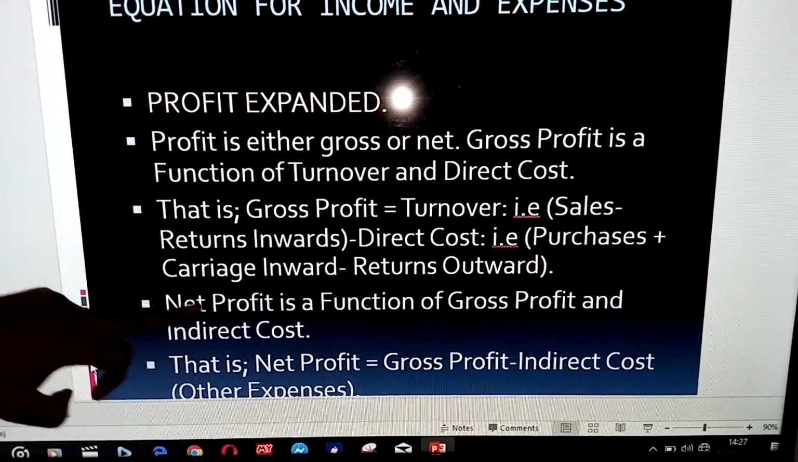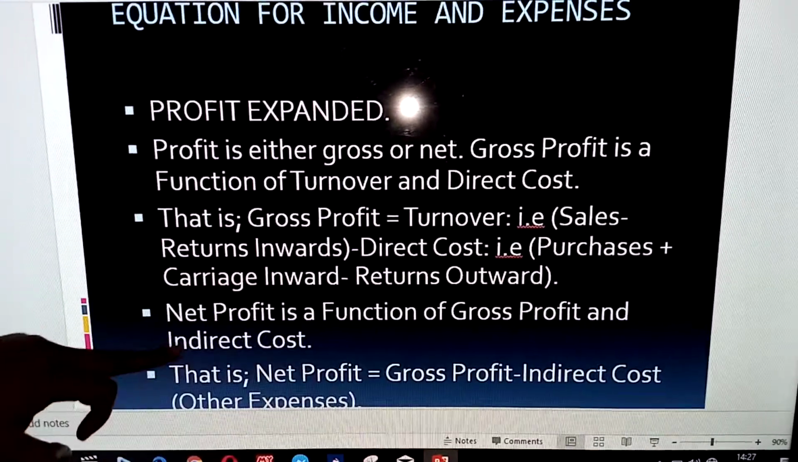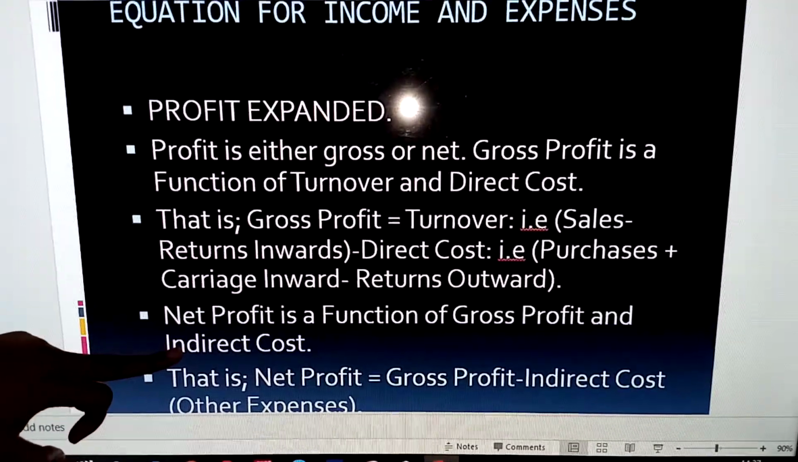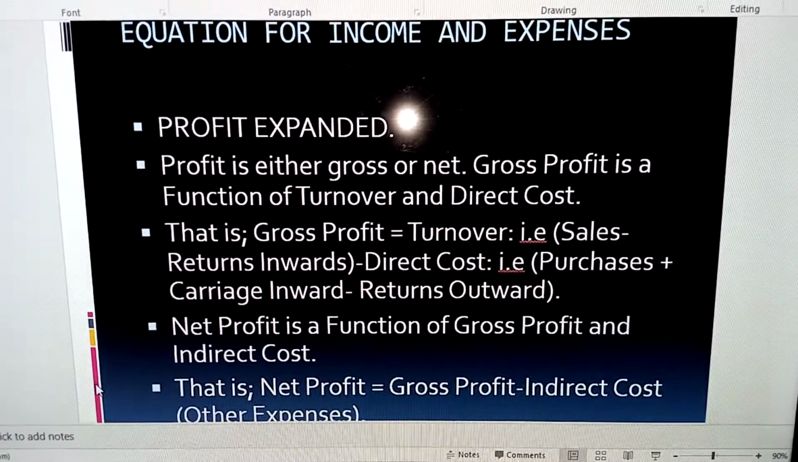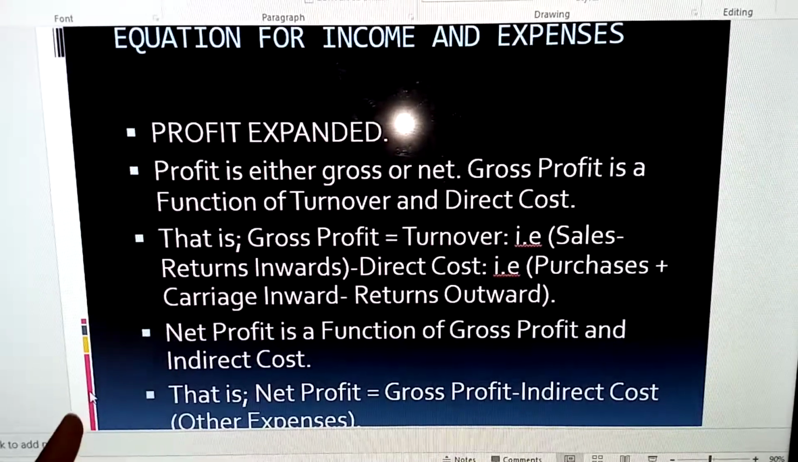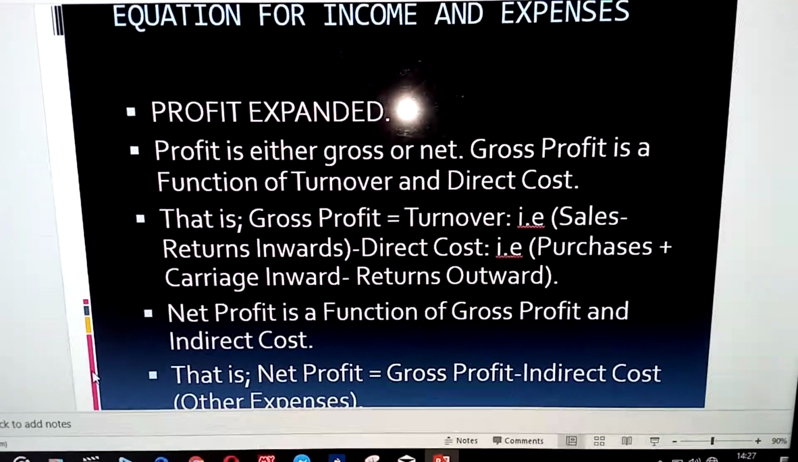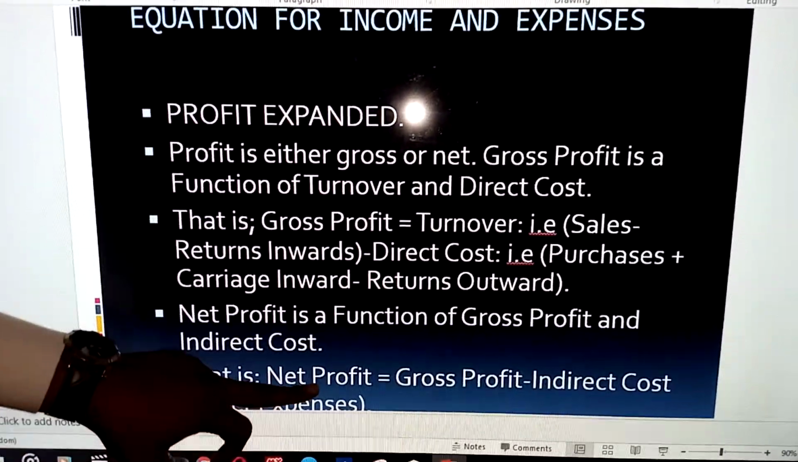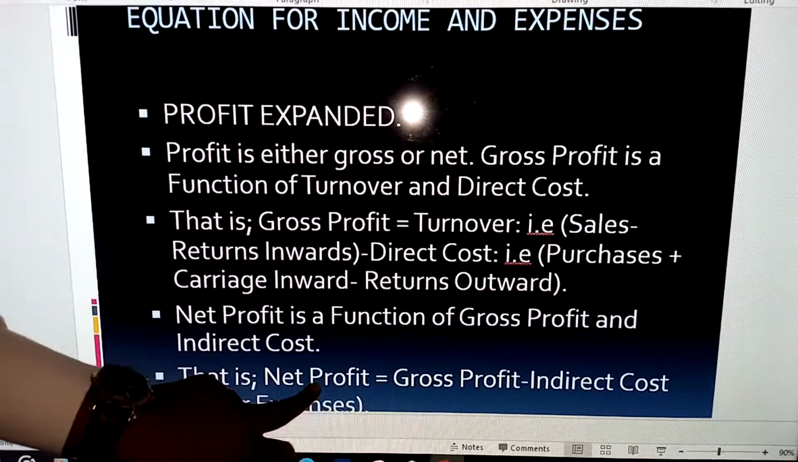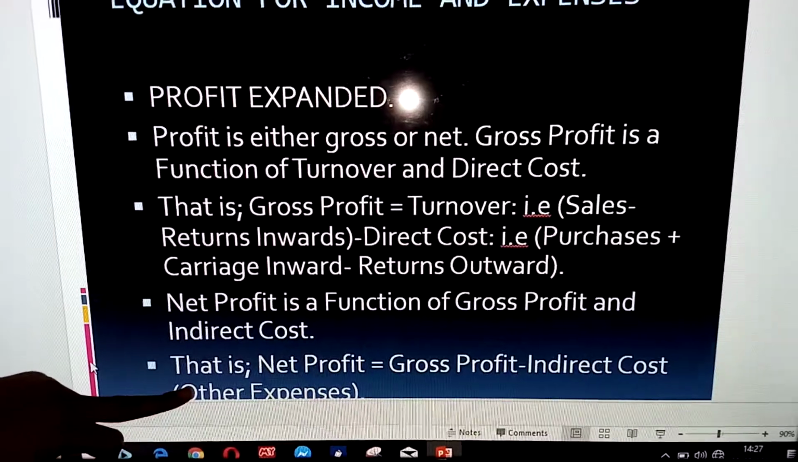Now, the next one is net profit. Net profit is a function of your gross profit and the indirect cost. What are the indirect costs? Indirect costs are expenses such as rent, advertising, warehousing, insurance, tax, interest, and all that. So your net profit equation can be written as gross profit minus indirect cost, which is other expenses.